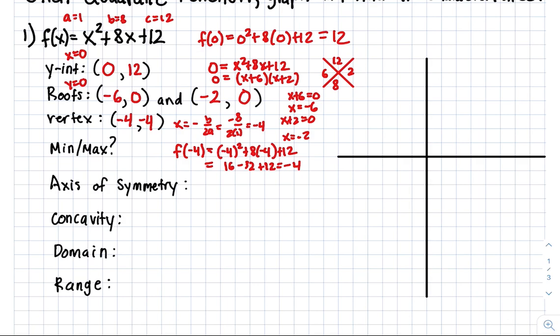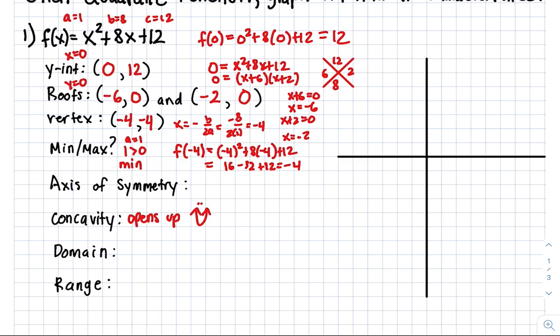Okay, so min or max? Well, you can determine that from the concavity. Remember, a is equal to 1. 1 is greater than 0, so that means it's going to open up. So I'm going to write it down here: opens up. And if it opens up, you're going to get a happy face, which means it's going to be a minimum.